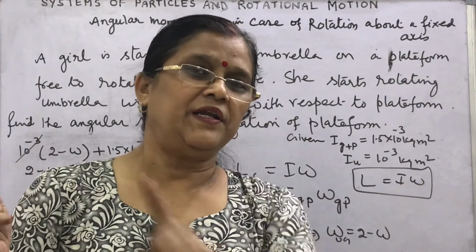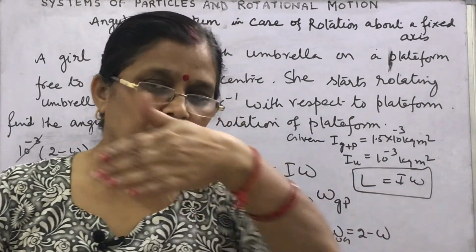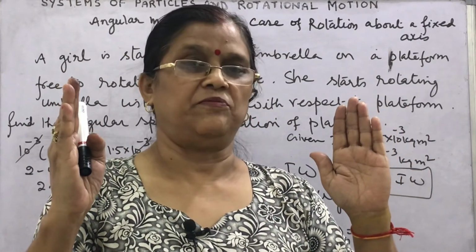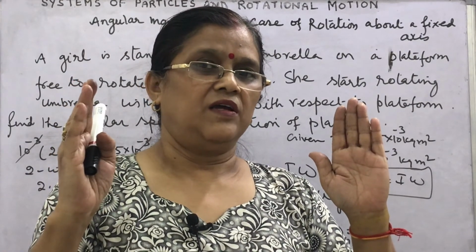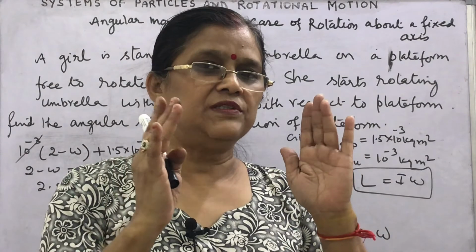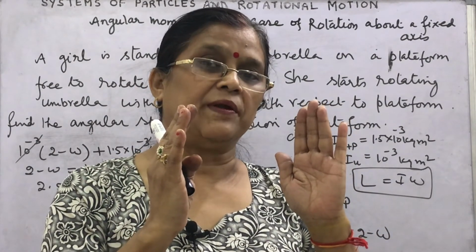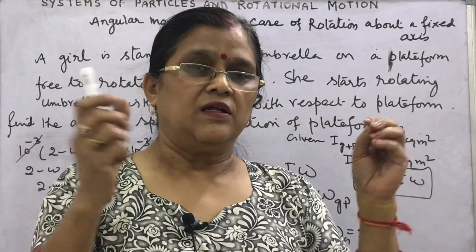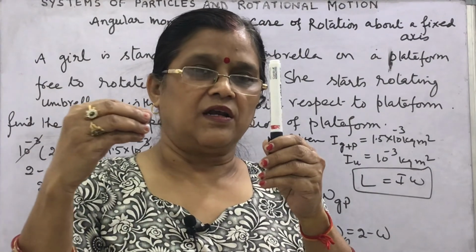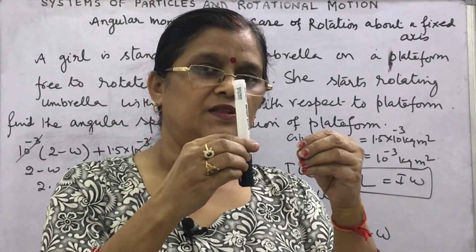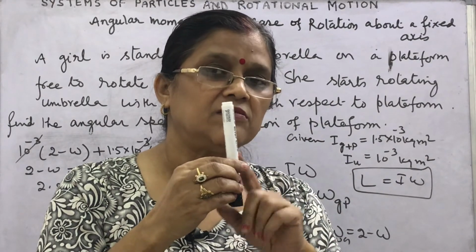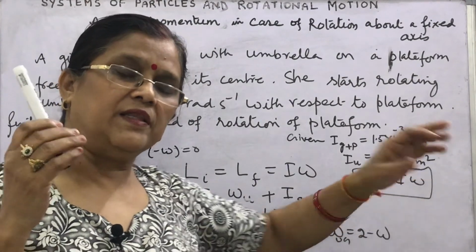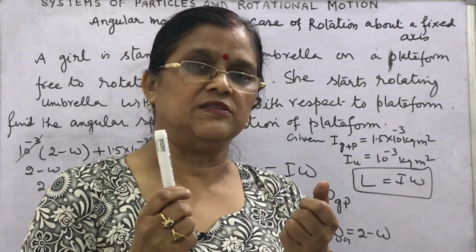Similarly, there is a rotating table. At the diametrically opposite ends, there are two girls standing. They are of the same weight. If they start moving towards the center, what will happen? Will the rate of rotation increase or decrease? Look, they are coming nearer to the axis. Then the moment of inertia will decrease. Put the formula here. If I decreases, then omega increases. That means the angular speed will increase.